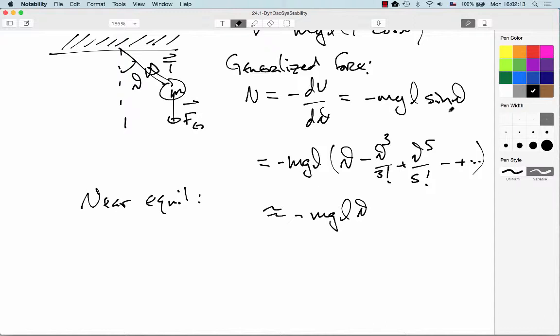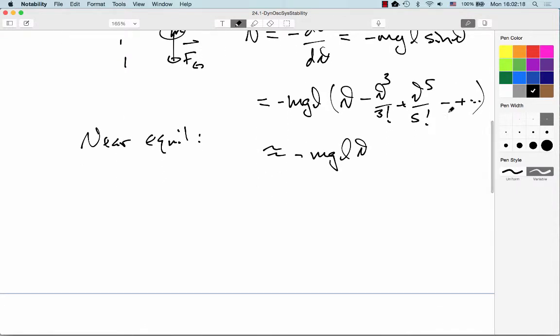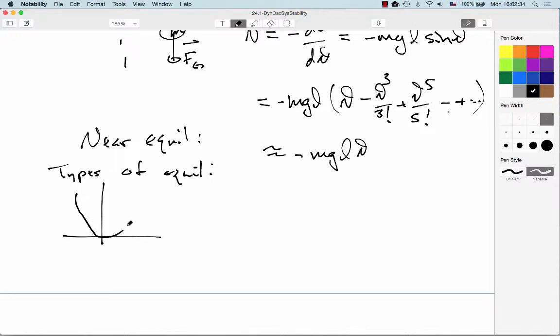All right, so this gives us some sort of a clue here. If our potential energy function near equilibrium looks like some sort of parabola-ish kind of thing as a function of our generalized coordinate, we'll deem that to be a stable equilibrium.